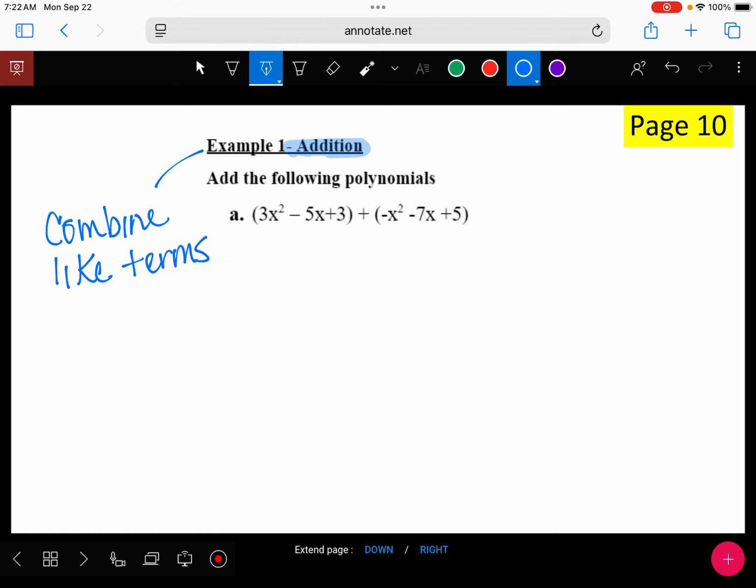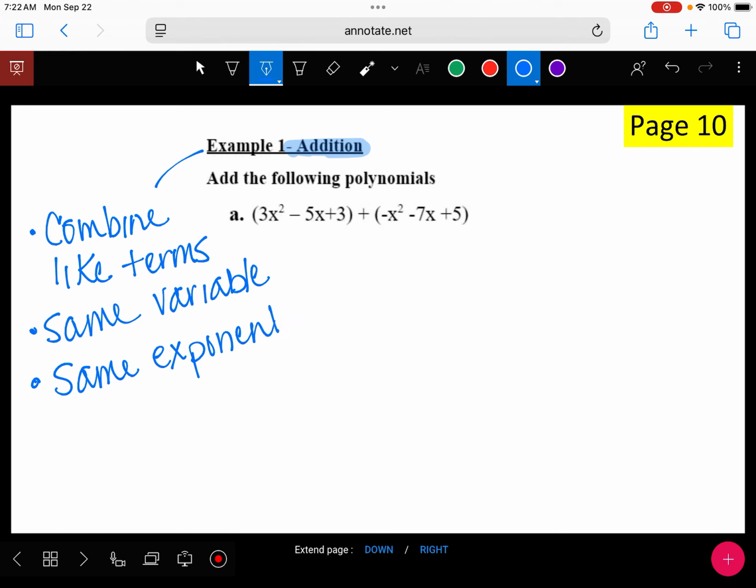Like terms have to have the same variable. They also have to have the same exponent. So we don't have to make any sign changes or anything. All we do is look for terms with the same variable with the same exponent.